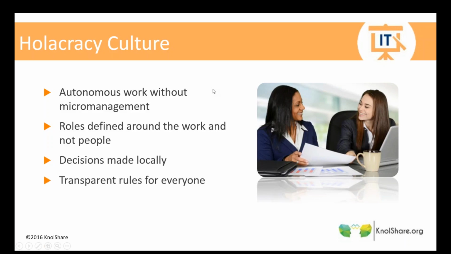There's great transparency in the organization, so even the CEO has to follow these rules. They're very simple rules: that there will be transparency and that people have the opportunity to participate.